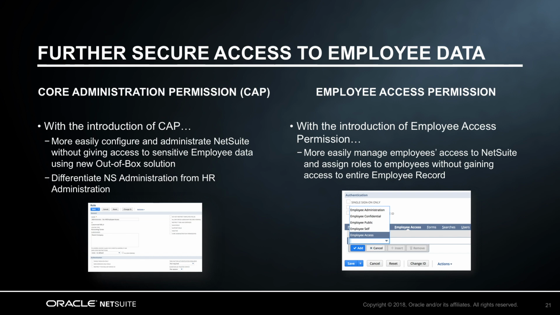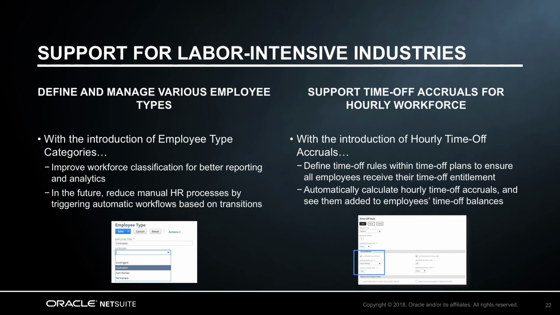Services, warehouse, and manufacturing are examples of industries with a high number of hourly workers. With the 19.1 release, NetSuite can support these labor-intensive industries. Employee type categories, such as contingent and contract worker, improve your ability to classify your workforce for better reporting analytics. Like employee status categories, the introduction of type categories will eventually help you reduce manual HR processes by triggering automatic workflows.